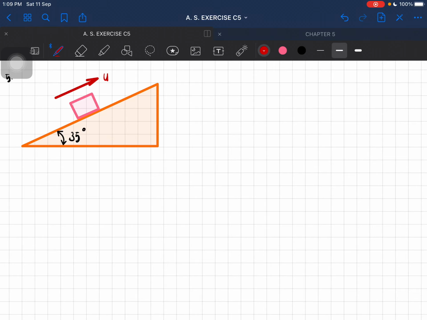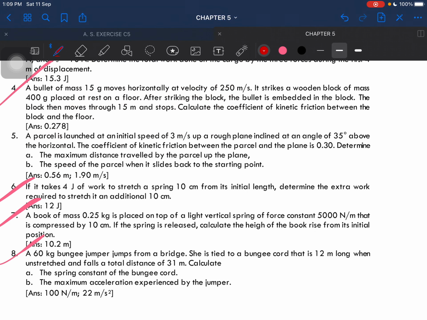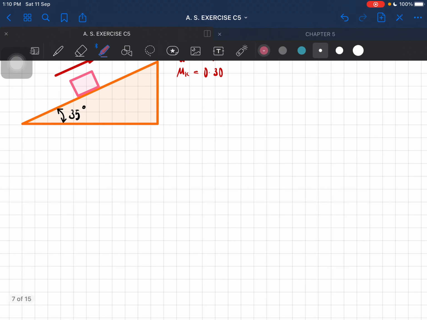So this is the velocity as well as the displacement. Okay, alright, so given in the question is the initial speed, which is 3 meters per second, and then its coefficient of kinetic friction, which is 0.30. Okay, right, so the first one we have to find the maximum distance traveled by the parcel. Okay, so we have to find the value of distance.